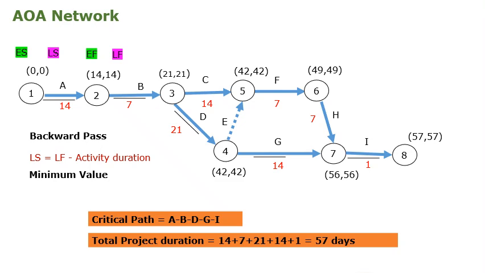Then the total project duration will be the sum of all the durations in the critical path. It means that by adding the duration of all the critical activities, we will get the total project duration.